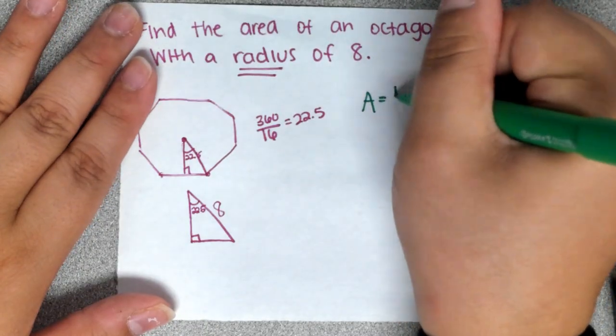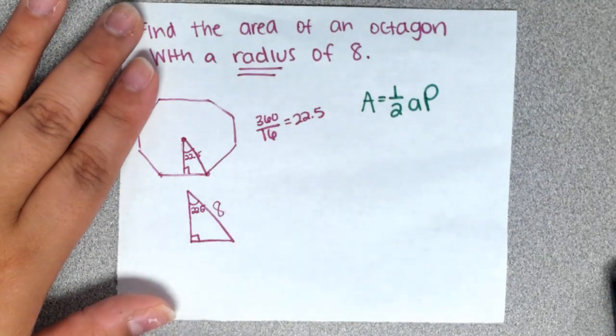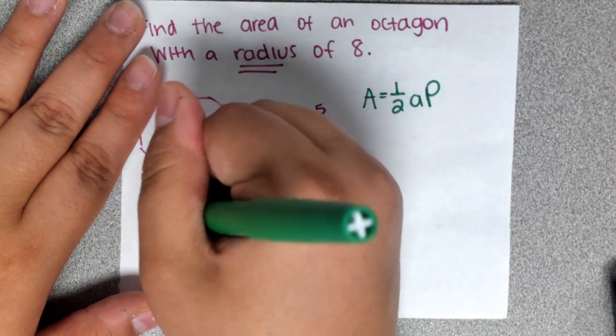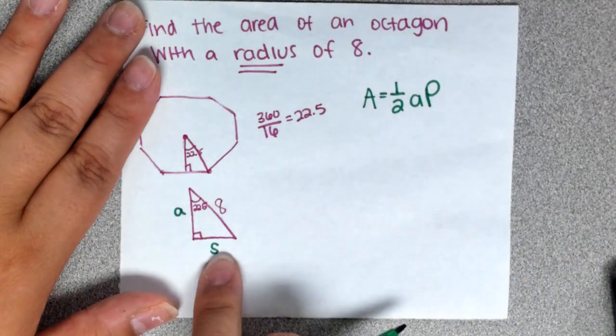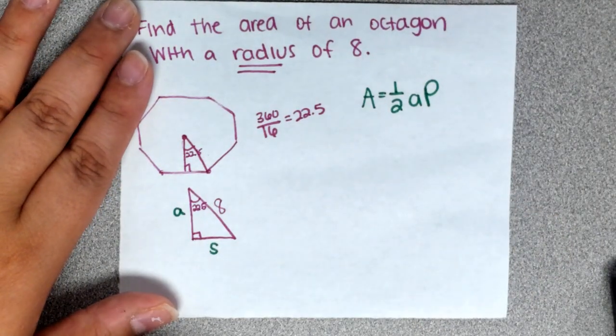All right, what's the formula to figure out the area of an octagon? One half a times P. So I need to find out this apothem, and I need to find out this side right here so I can figure out the perimeter. Do y'all agree with that?